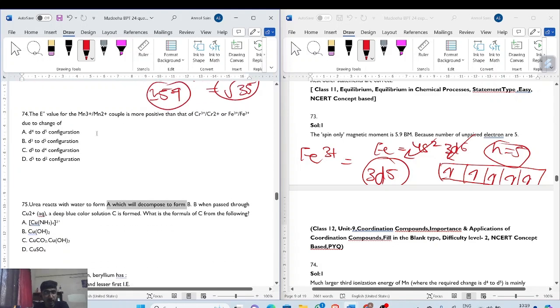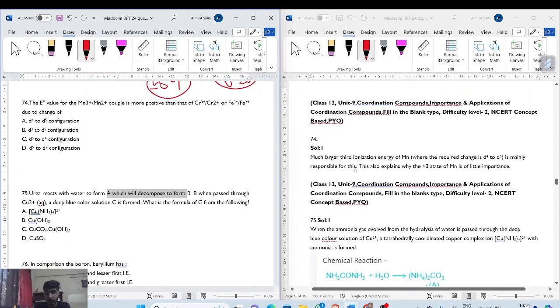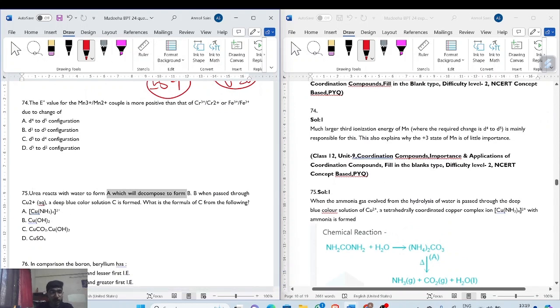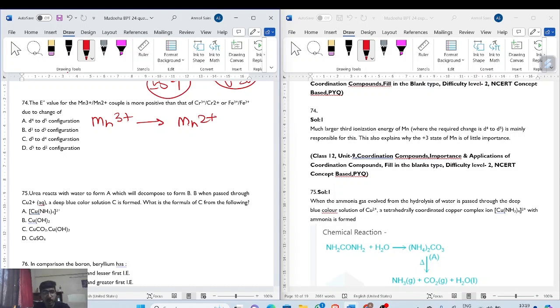Now question number 74. The E naught value for the Mn3 plus to Mn2 plus couple is more positive than Cr3 plus to Cr2 plus or Fe3 plus to Fe2 plus due to change of which of the following configurations.